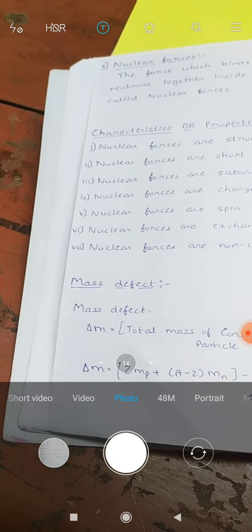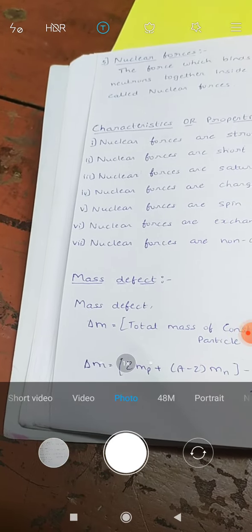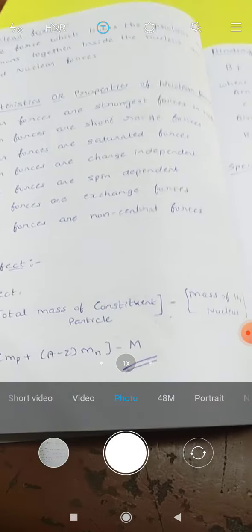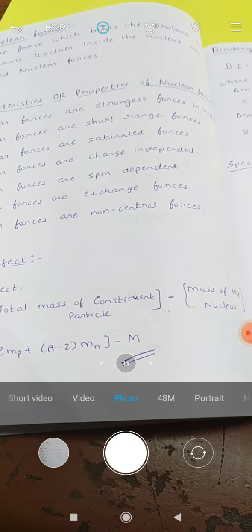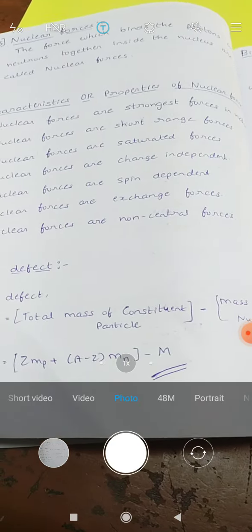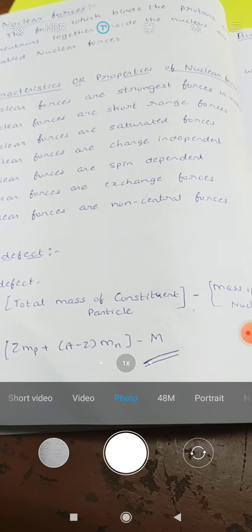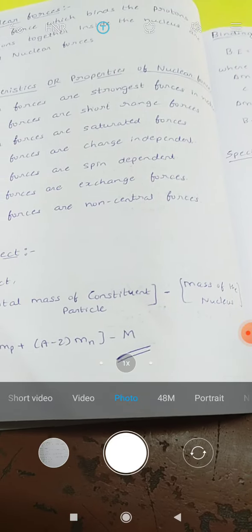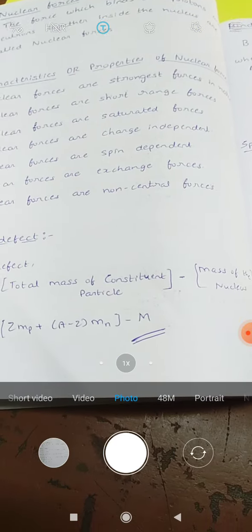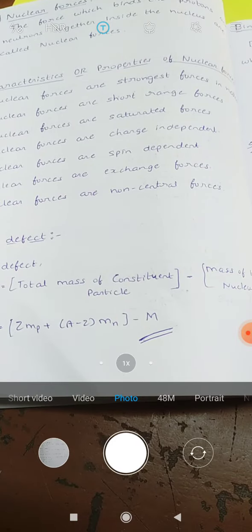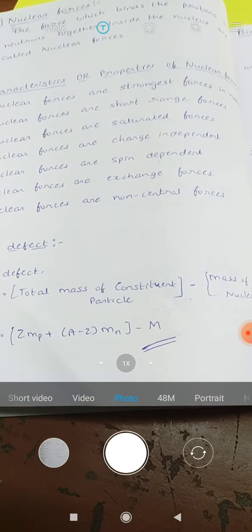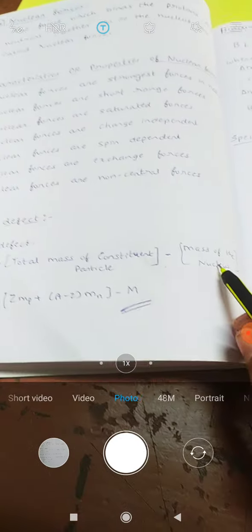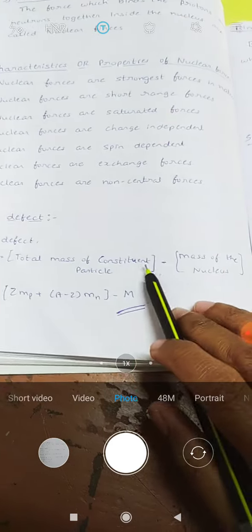So it is indicated by the letter delta M. It is found that the sum of the masses of the constituent particles of the nucleus is always slightly greater than the mass of the nucleus. So the delta M expression is taken as the total mass of the constituent particles minus the mass of the nucleus. Here, the mass of the nucleus is lesser as compared to the mass of the constituent particles.